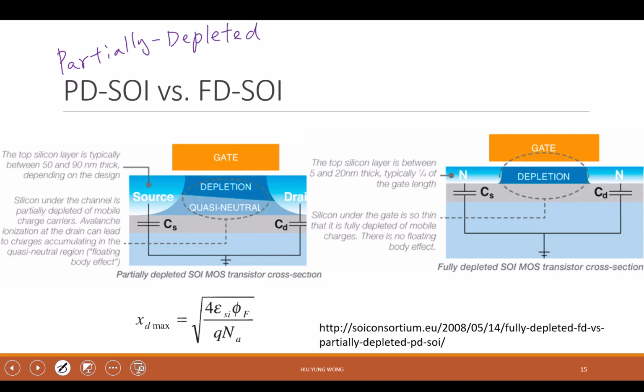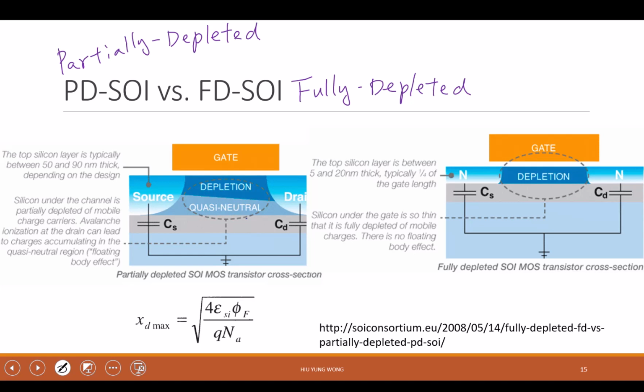Another is FD, which means fully depleted, right? So you can buy them from... what controls whether it's partial or fully depleted? So let's look at this again.